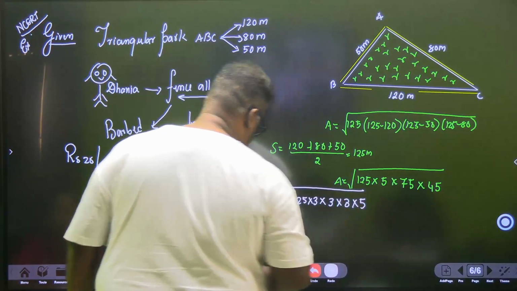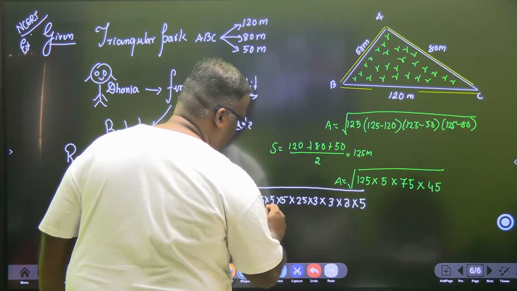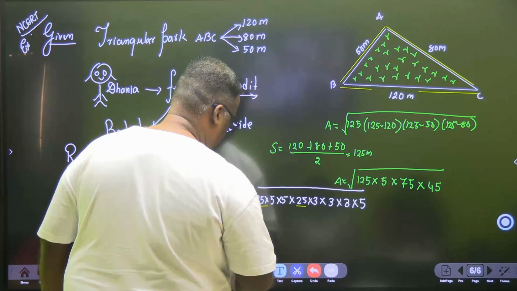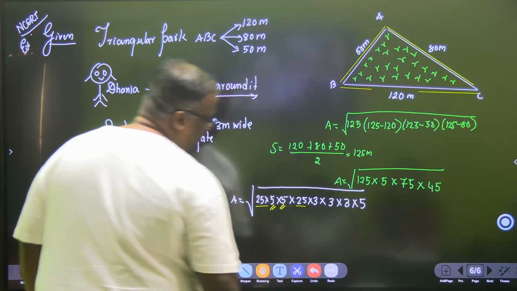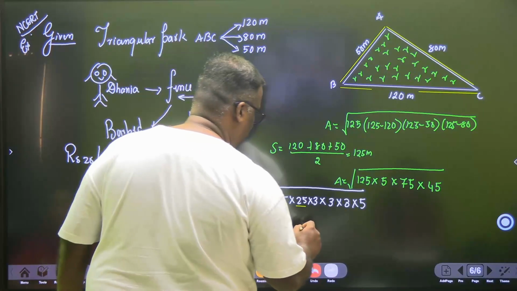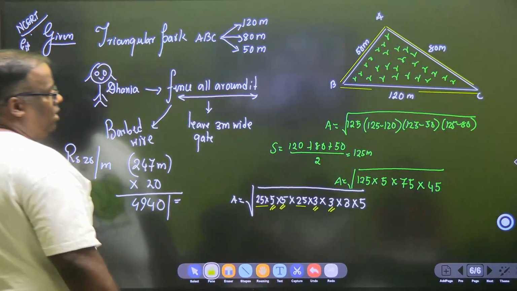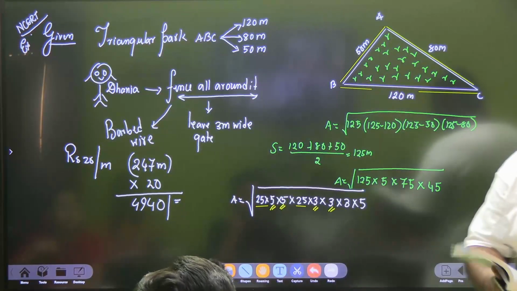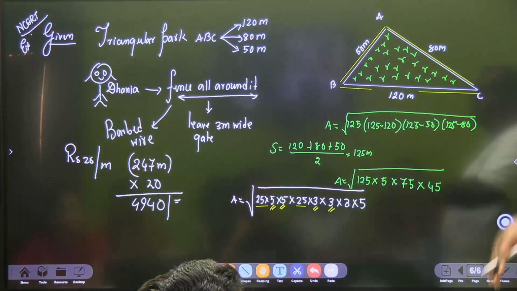Now just check the pairs. 25, 25 is one pair. Then 5, 5 is one pair. Then 3, 3 is one pair. But something has gone wrong.